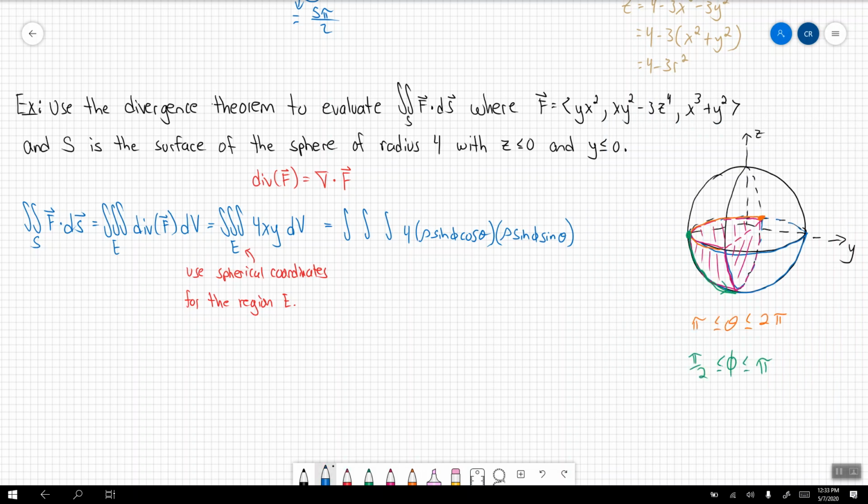Alright, so here I'm going to have the Jacobian, which I said was going to be rho squared multiplied by sine of phi, and then this is going to be d rho d phi d theta. So again, we had our x coordinate in spherical coordinates, we had our y coordinate, we had our Jacobian.